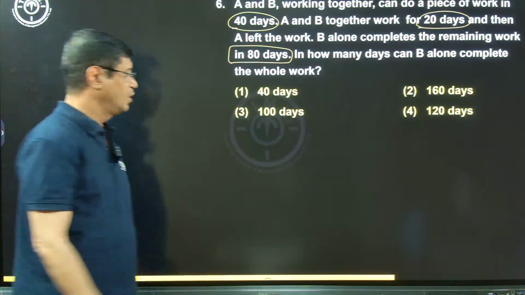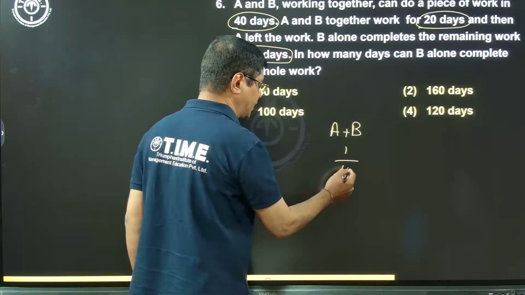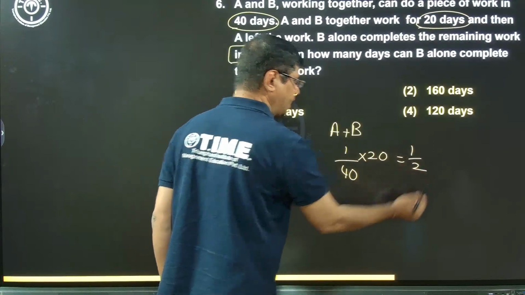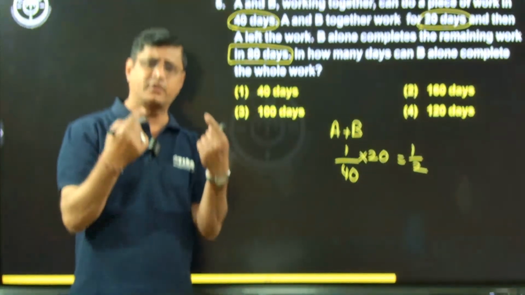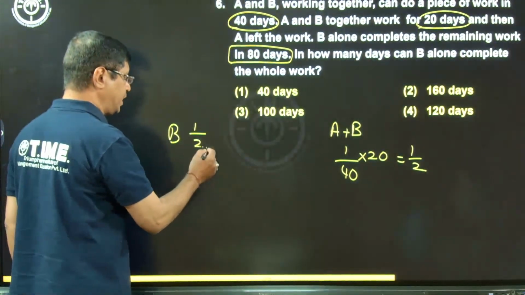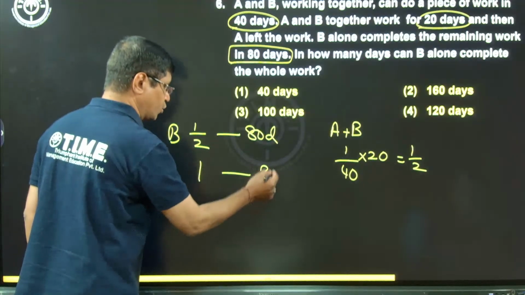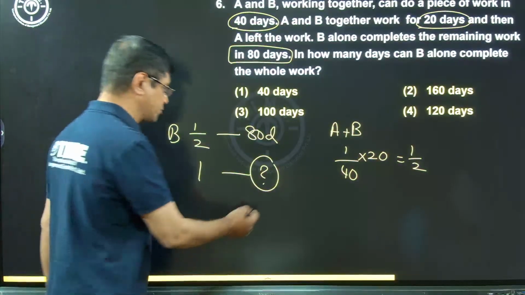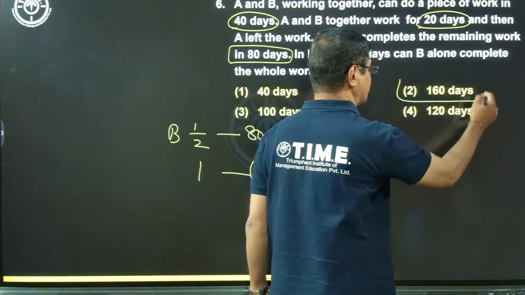Very simple. 1 day work of A and B: in 1 day, A and B can complete 1/40. They worked for 20 days, which means half of the work is completed by A and B. Out of the total work, half is completed, so the remaining work is half. That remaining half is completed by B in how many days? 80 days. Then what about the total work? Half work is 80 days, full work means 160 days. Right choice, option 2. The second choice is the right answer.